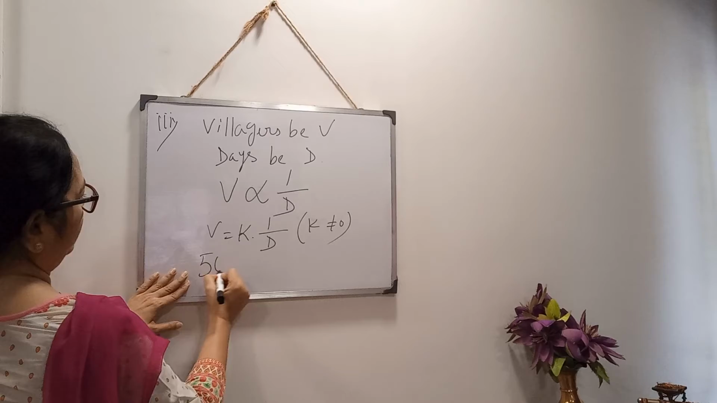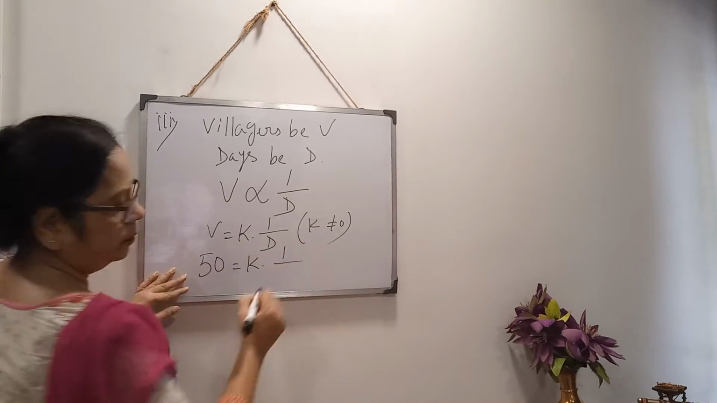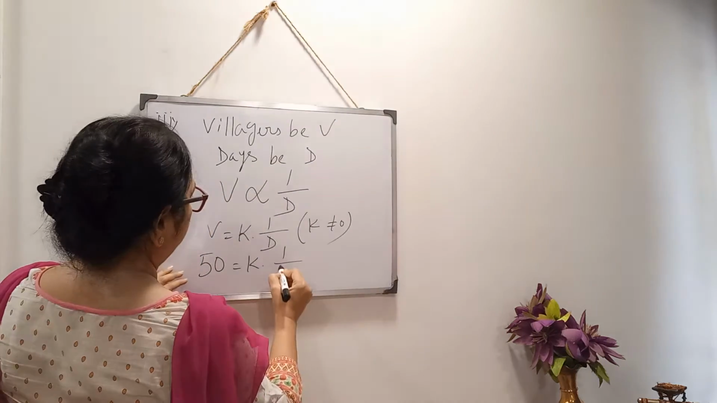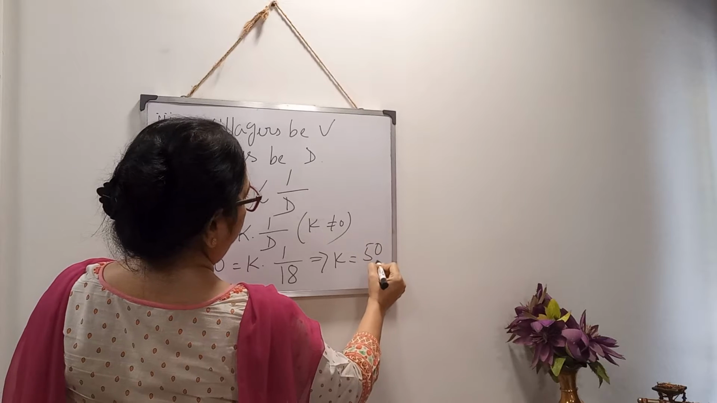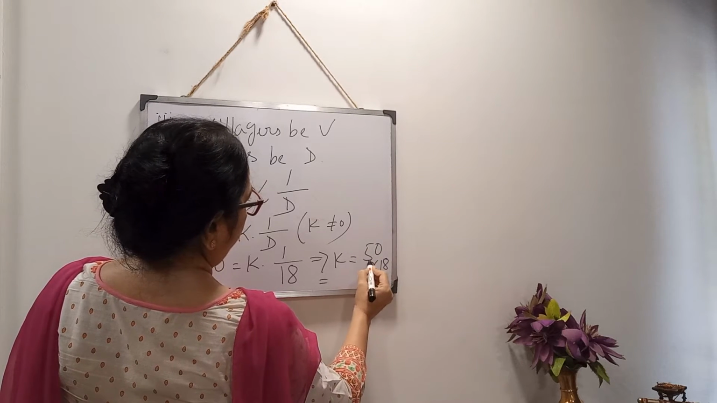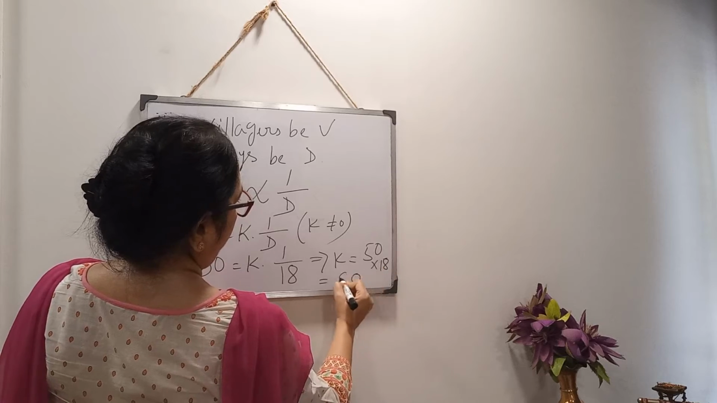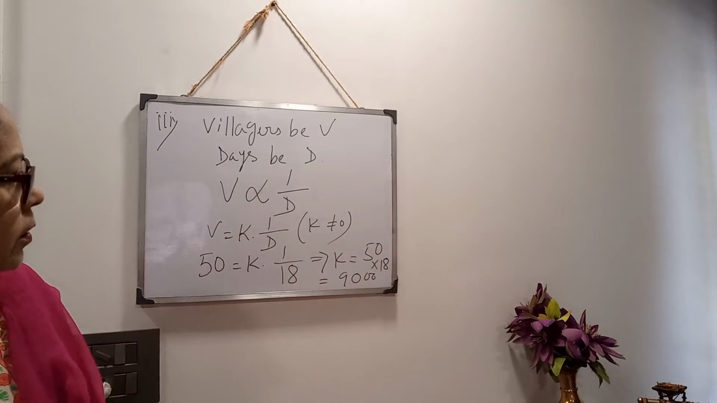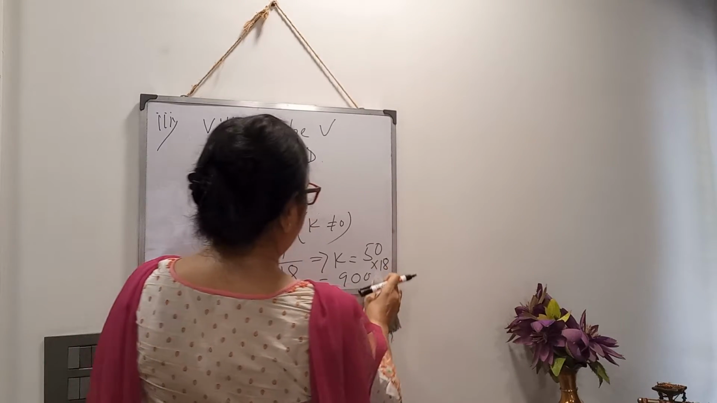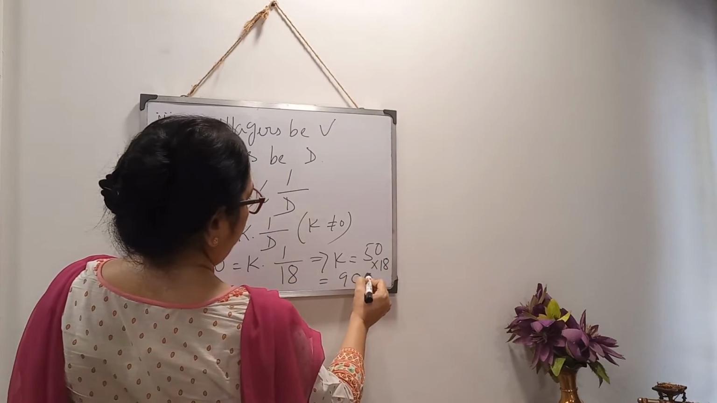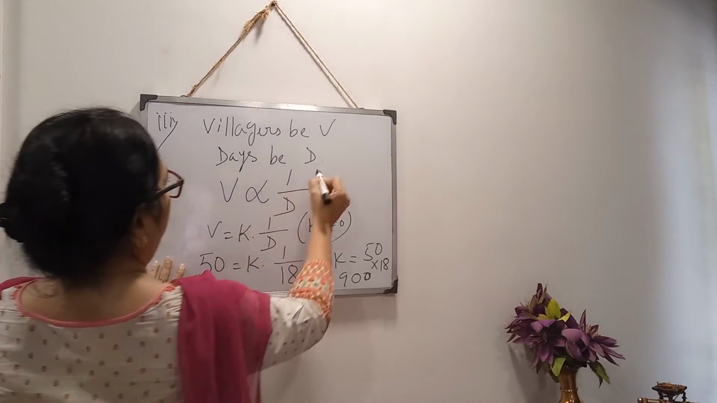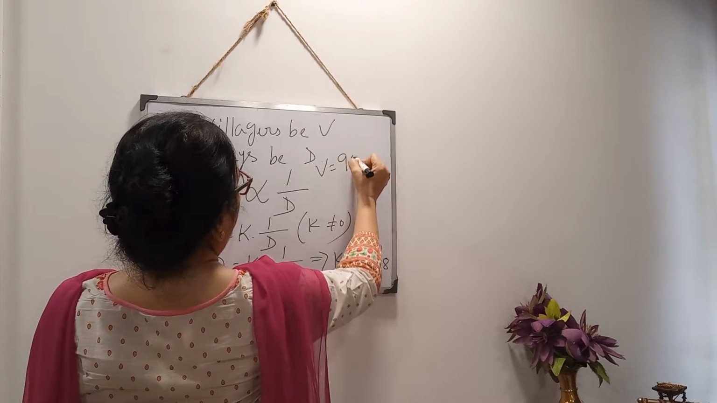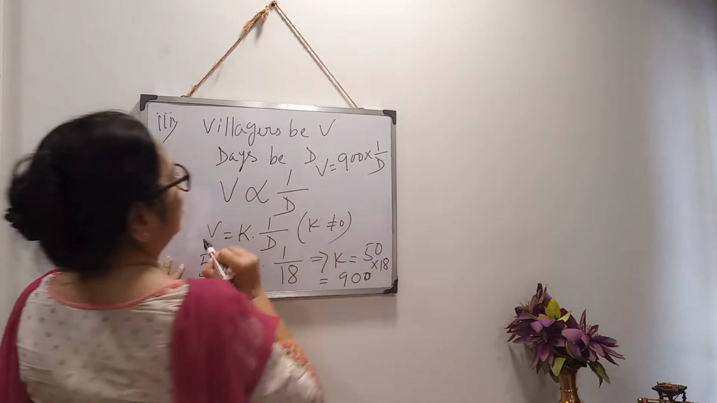Now first line you will read, 50 villagers, V is 50, had taken 18 days. Okay, so K is coming 50 into 18, which is 900. Yes, 900. The value of the constant is coming 900. Then what to do? You have to put the value here: V equals 900 into 1 by D. Then next step.